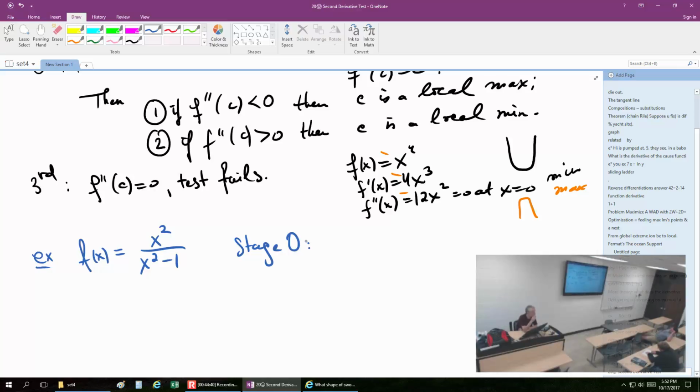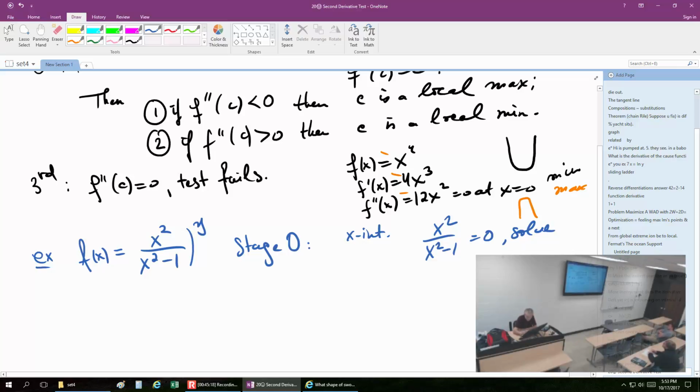But stage 0 is, what is it? X and Y intercepts and asymptotes. Okay, so let's look at the x-intercepts first. What are the x-intercepts? It's a good time to review this stuff from a while ago. When y equals 0. So take y equal to 0, so x squared, you end up with this equation, and you solve it. So what's the answer? 0.